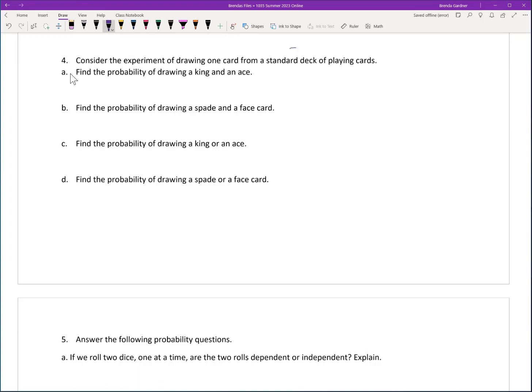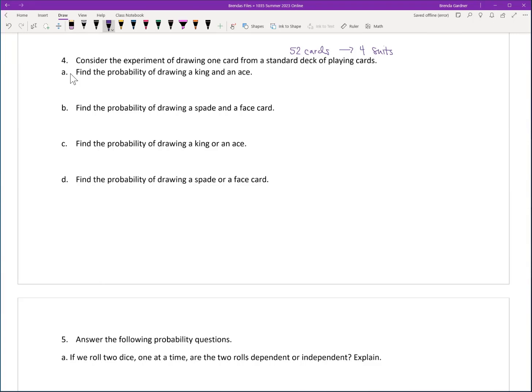So standard deck, let's just review real quick or help you understand. A standard deck has 52 cards. There are 4 suits. And so there are 13 cards in each suit. So everything from a 2, 3, 4, 5, 6, 7, 8, 9, 10, and then Jack, King, Queen. And we generally don't include jokers. Find the probability of drawing a king and an ace.